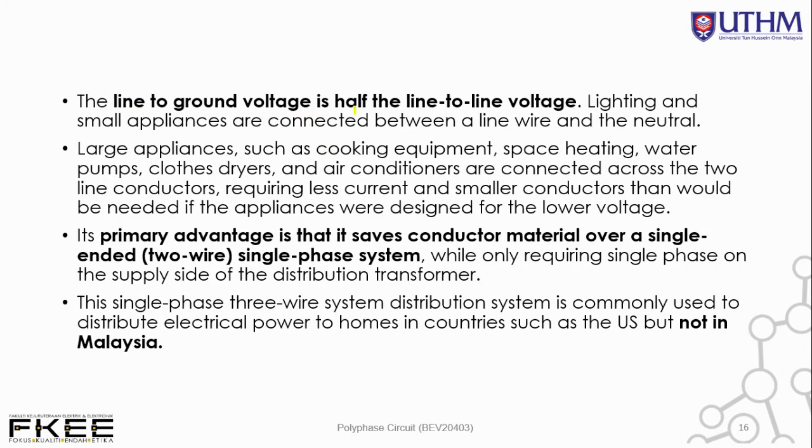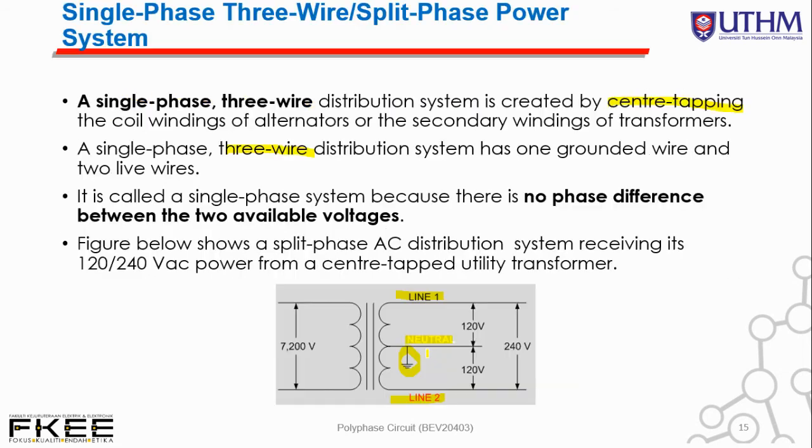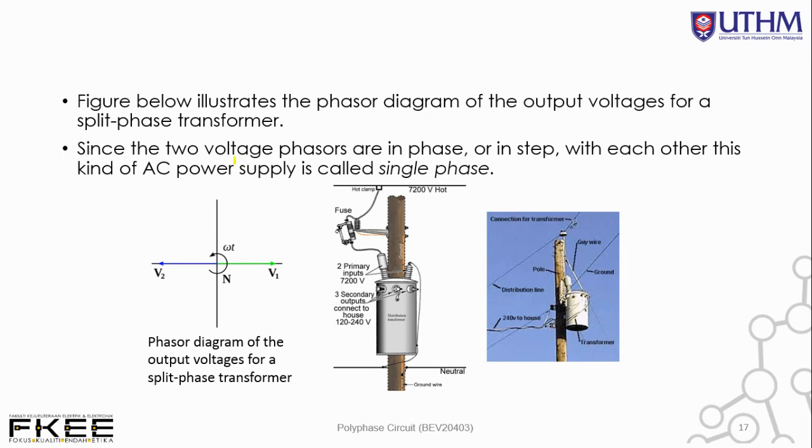The line to ground voltage is half the line voltage; you can read these notes yourself. This is what I explained earlier, including the application. The single phase three wire distribution system is commonly used to distribute electrical power to homes in countries such as the US, but not in Malaysia. The figure below illustrates the phasor diagram of the output voltage for a split phase transformer.